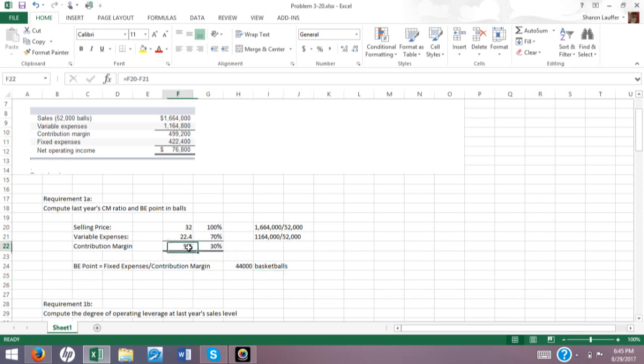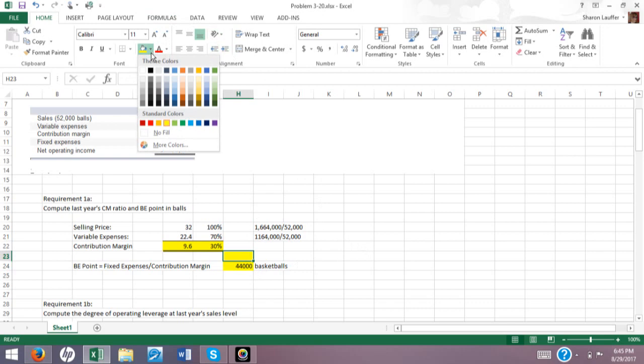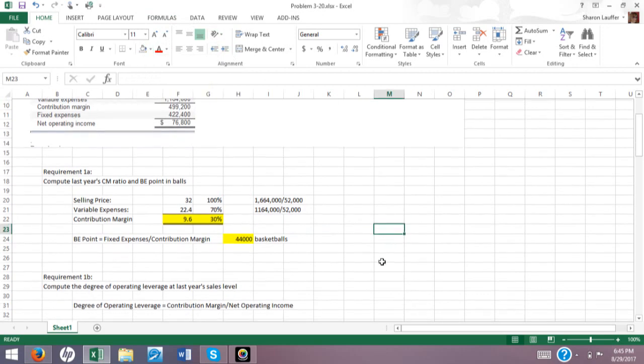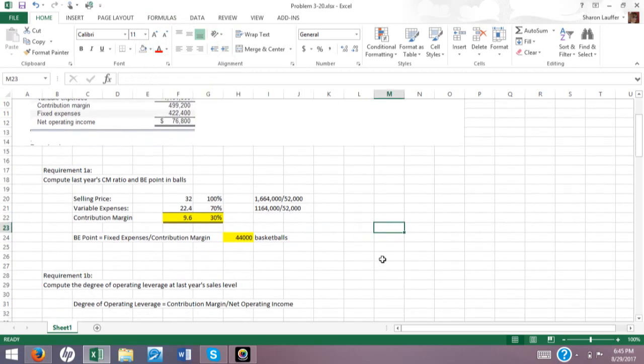These are your answers to requirement 1A. I'm going crazy with my mouse here. Okay, requirement 1B: compute the degree of operating leverage at last year's sales.